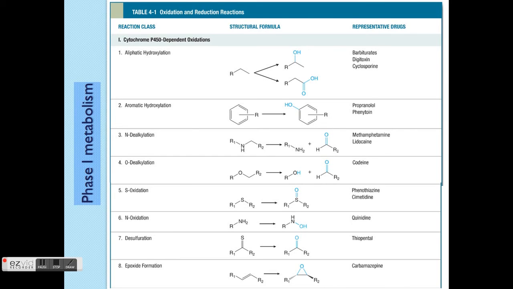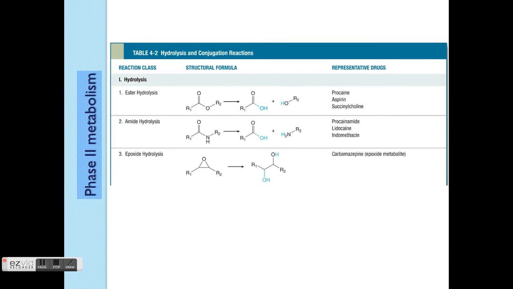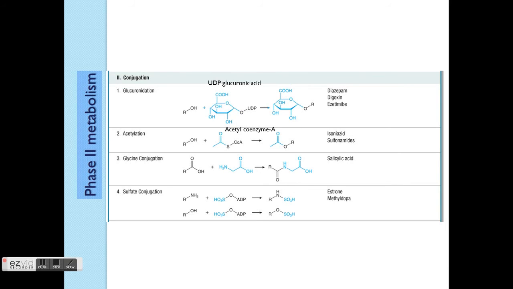So you can see it's mainly oxidative reactions here. There are also some reduction processes. Just take note that some books categorize hydrolysis as phase 2, but some categorize it as phase 1. And for phase 2 metabolism, conjugation is definitely phase 2. There are a few very famous processes.